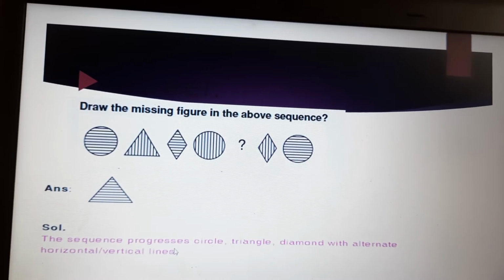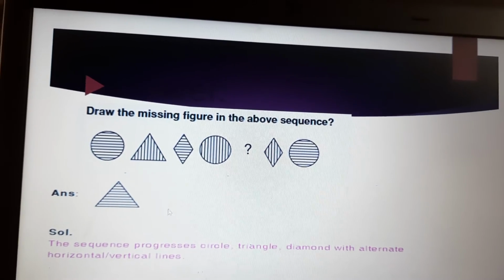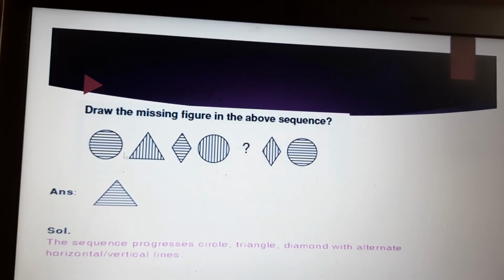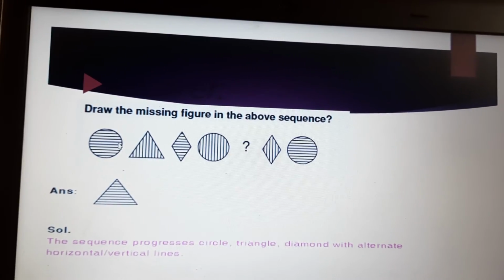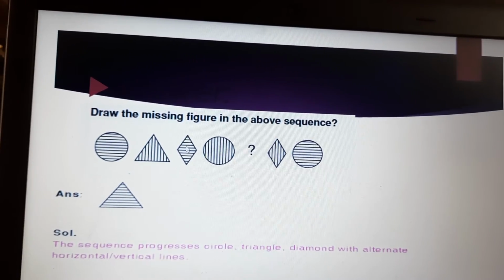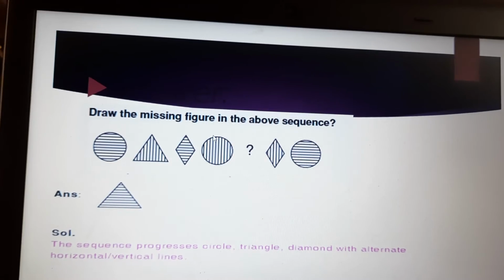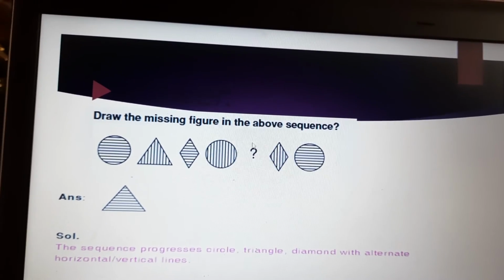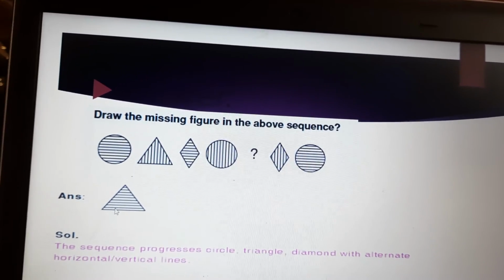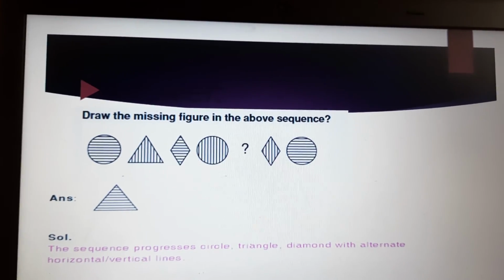The sequence progresses circle, triangle and diamond with alternate horizontal and vertical lines. If you noted deeply, inside the circle we have horizontal lines. The next triangle image we have vertical lines, and next diamond image we have horizontal lines. So the next should be the circle with vertical lines, and then our answer is triangle with horizontal lines. Hope you got it.